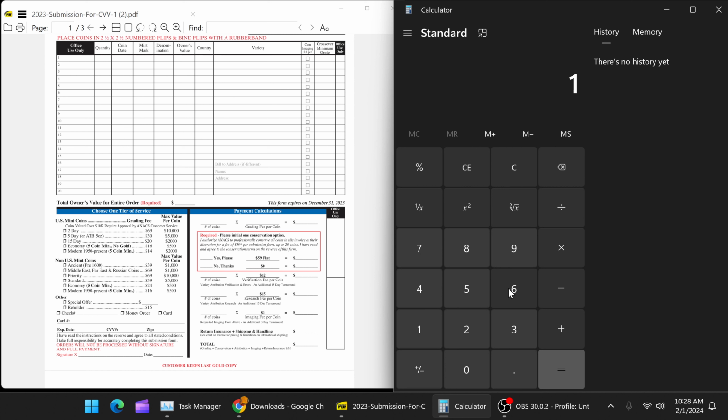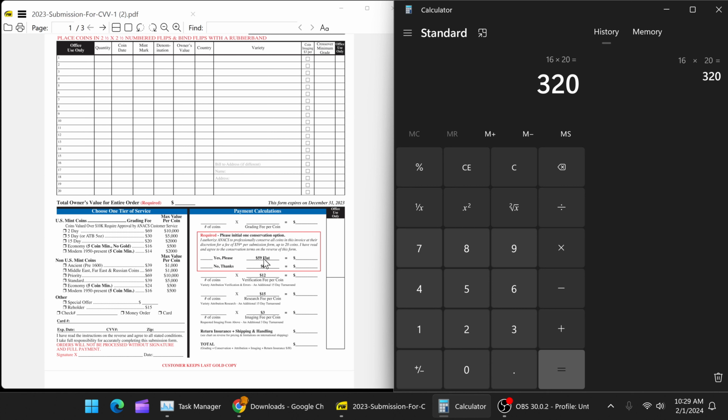So we got 16 times 20, so we got $320 for the grading fee. I want to say this is the 3 week level. Okay, so we got that. US coins, they're all going to be US coins. Special offer reholder, no, none of that. Next side, number of coins grading fee, that's 320.